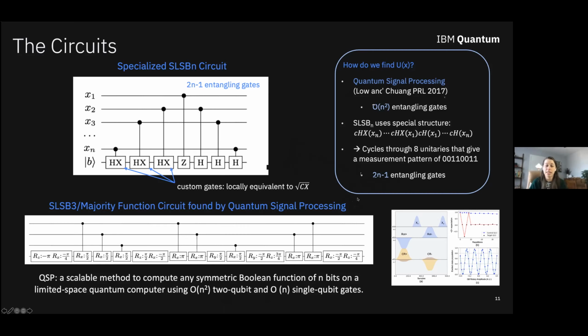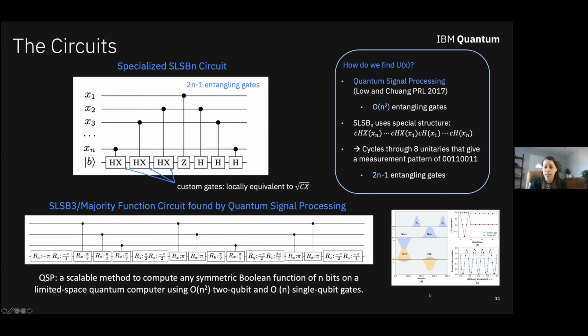And the second tool that we incorporated is that we had to use custom gates in order to implement these circuits. So anyone who's played around with our devices running through Qiskit knows that we have a C0 gate available. And these gates here in the circuit are locally equivalent to a square root C0.